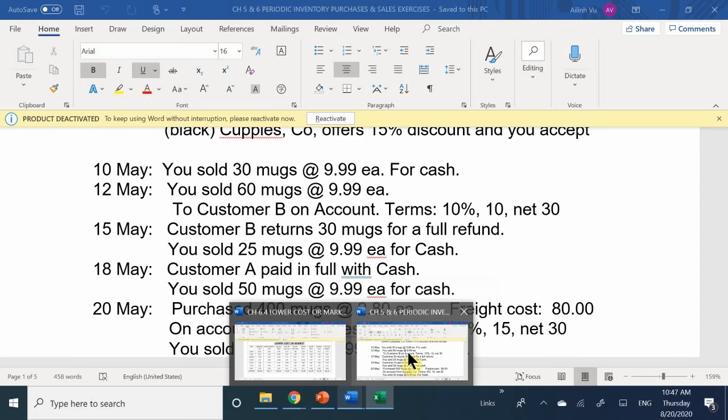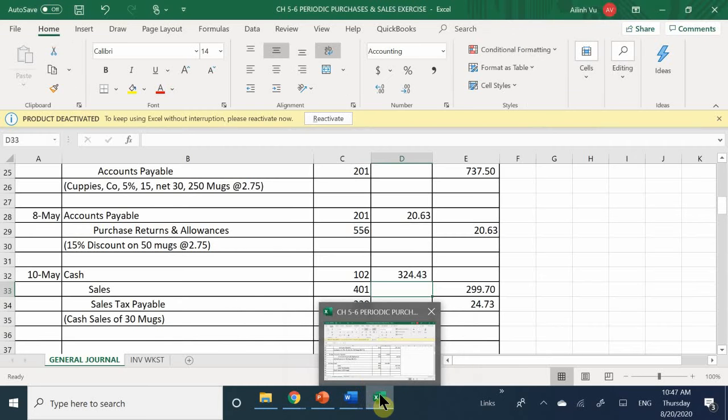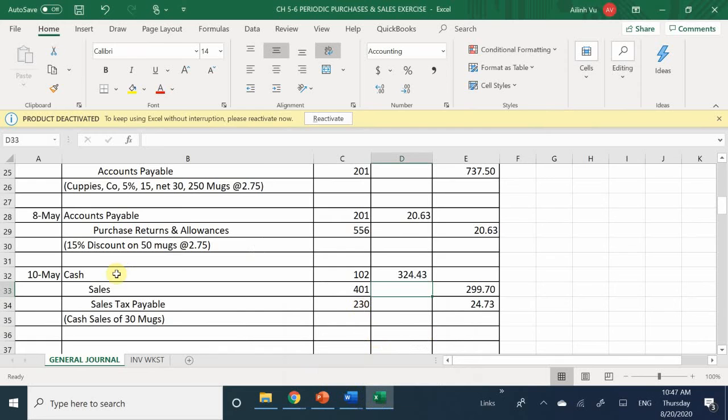Yes, we did another sale. 60 mugs at $9.99 each to customer B on account, right? Same thing, we give them a generous 10% discount if they pay us back in 10 days. And if not, they have to pay the full amount in 30 days. So this time, when we're going to journalize, what are we recognizing?